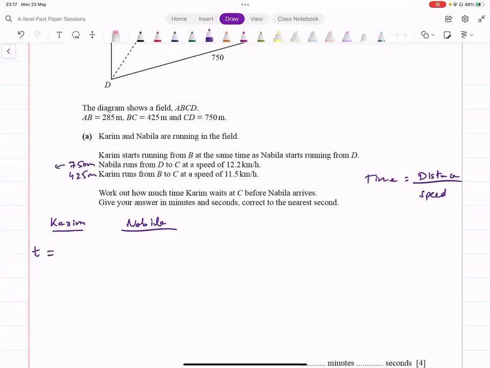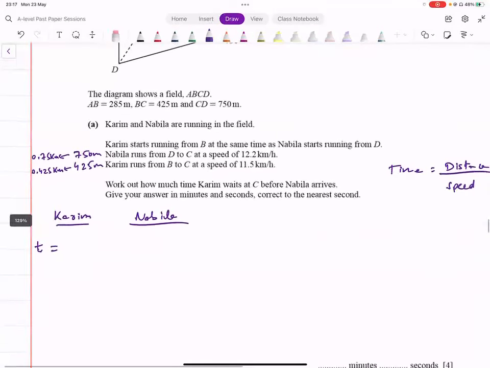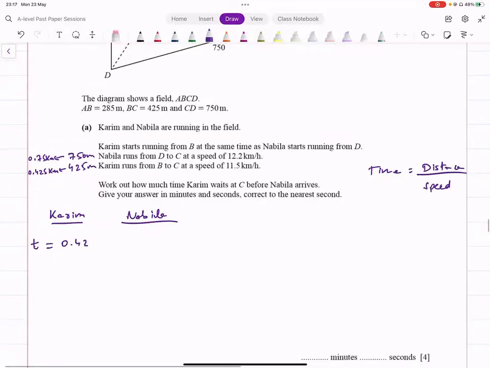750 meters, that's actually 0.75 kilometers. 1000 से divide कर दें. 425 meters is 0.425 kilometers. Okay, so what's the time now? For Kareem, that's 0.425 divided by the speed of Kareem, that is 11.5. ये आपके पास यहाँ से time आ जाएगा इसका. Similarly for Nabila, we've got 0.75 divided by the speed, that is 12.2. Let's figure out these two values. देखते हैं हमारे पास time दोनों के क्या आते हैं.